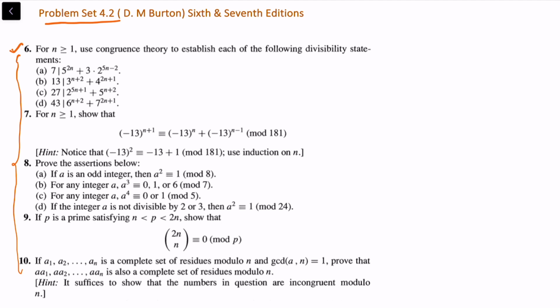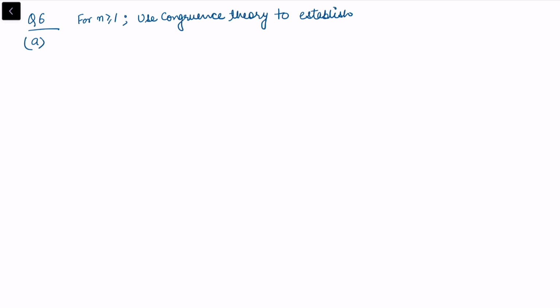It says, for n greater than or equal to 1, use congruence theory to establish each of the following divisibility results. Although we can prove these results by induction also, here they're asking specifically to use the congruence theory. And then we'll follow with questions number 7, 8, 9 and 10. So let's first look at question number 6, part a.